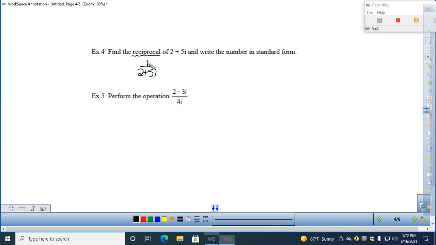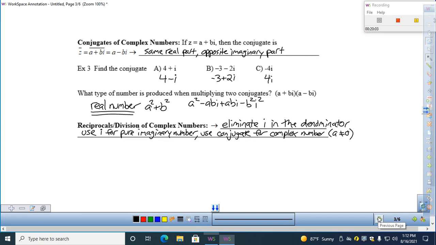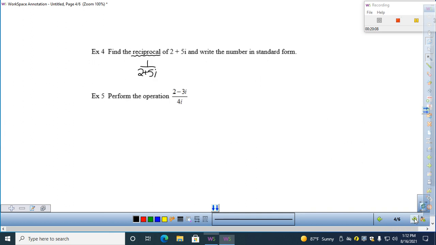Now if you look on my last board, it says use the conjugate for a complex number when a is not 0. And that's exactly what I'm going to do here, everybody. I'm going to multiply that denominator by its conjugate, because that will change it to a real number.